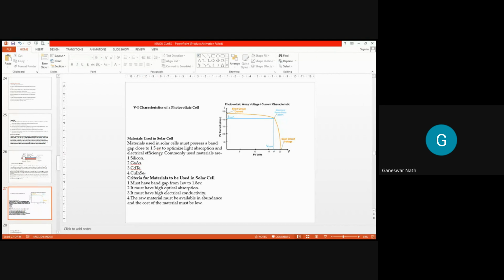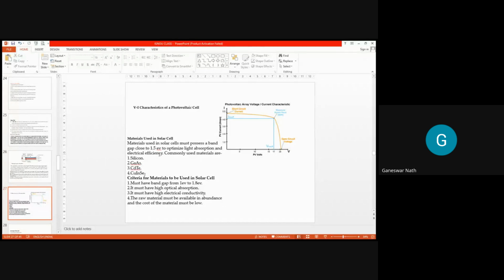So can you tell me what is the band gap for silicon? Hello? Yes? Hello? Yes, sir. So what is the band gap for silicon actually? It is nearly 0.74, and for germanium it is 1 actually.